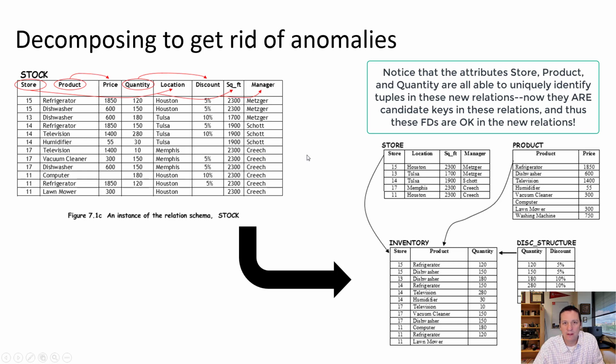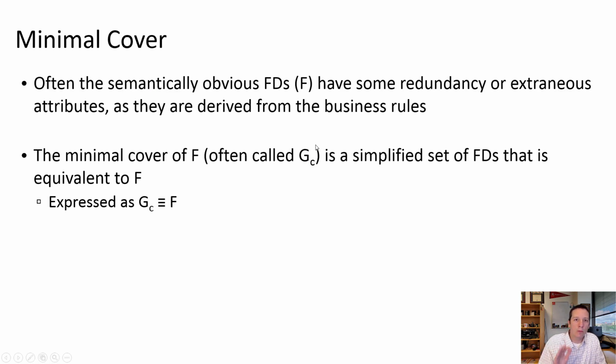It gets good, guys. Now, one more thing we need to talk about before we get into that is the minimal cover. Whereas the closure of F is every possible functional dependency we can infer from the set of semantically obvious functional dependencies, our minimal cover reduces the semantically obvious functional dependencies to a smaller number of functional dependencies that still capture everything that was stated in our business case.